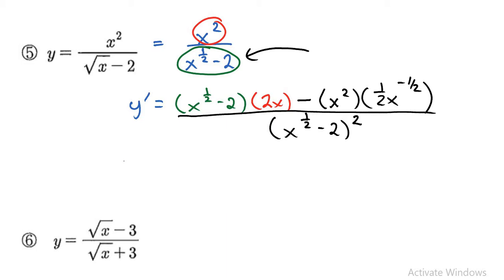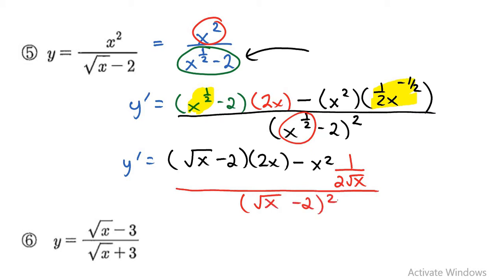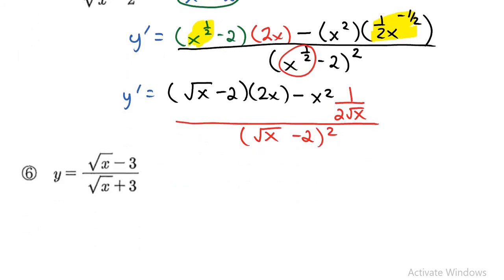And if you want to rewrite this so that your powers are in radical form, then this would be root x minus 2 times 2x minus x squared. And then I can rewrite this expression as 1 over 2 root x, and then I'm dividing everything by the denominator, which is x to the power 1/2, just root x minus 2, all squared. Alright, let's move on to question number 6 now.